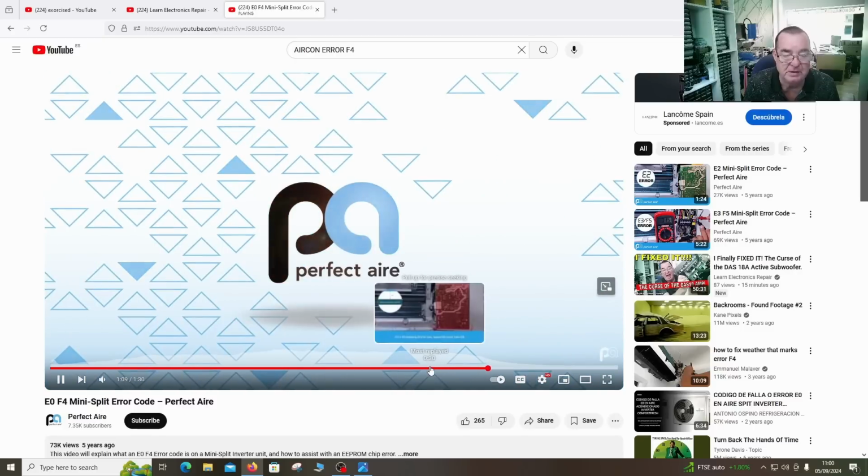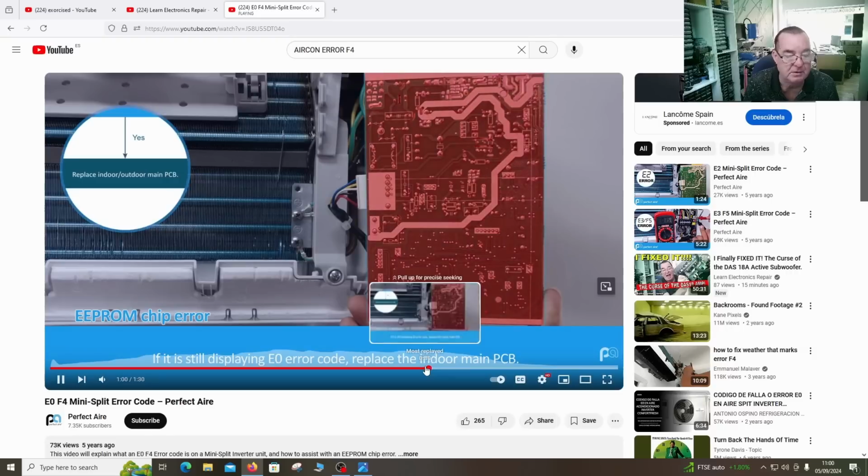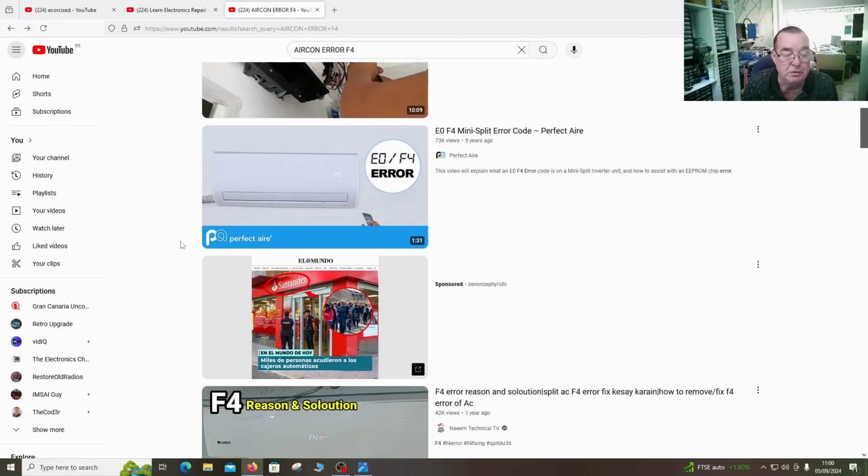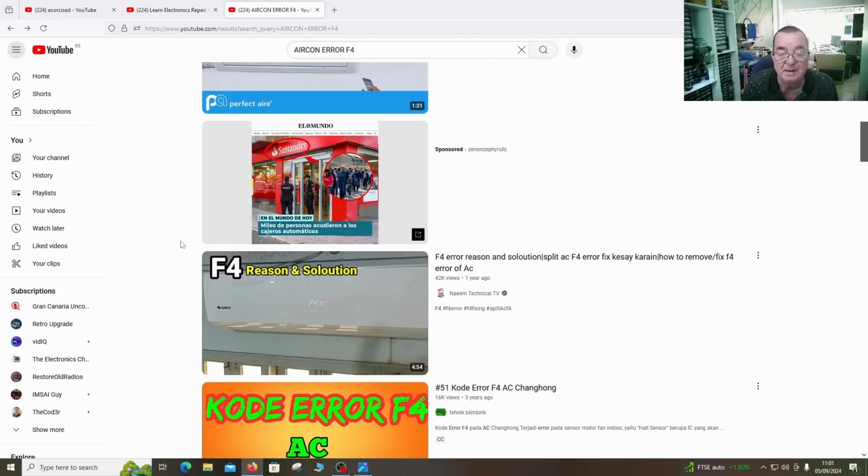So it really doesn't tell you very much, does it? It just says if it is still displaying E0 code indoor, replace the outdoor, F4 error code outdoor. So yeah, it's like your car doesn't go, so replace the engine. Then you replace the engine and find the fault was that the battery was flat. Okay, I'm not impressed. There is another video about this error.